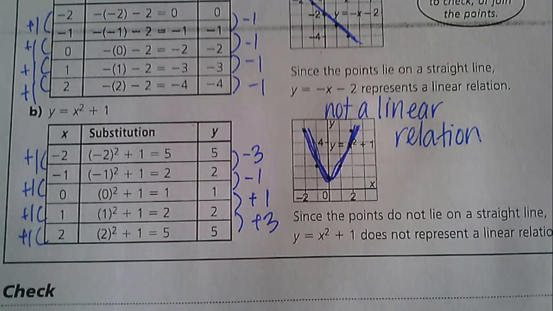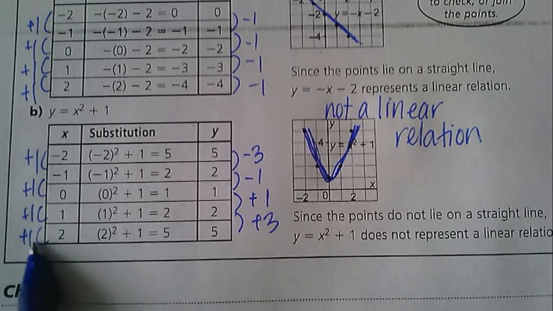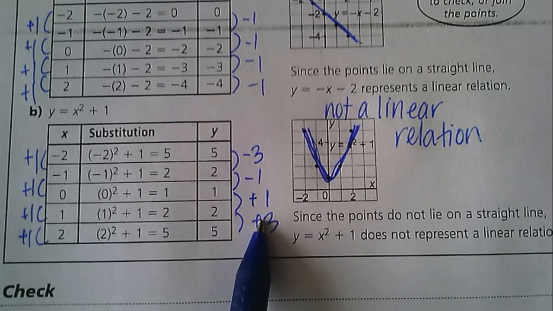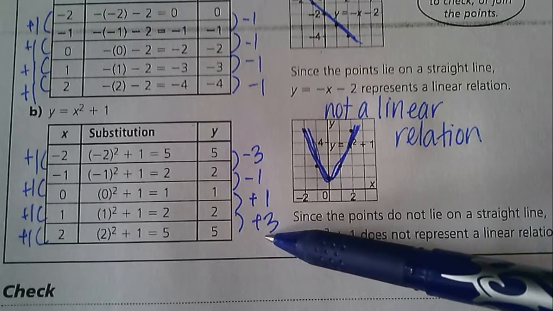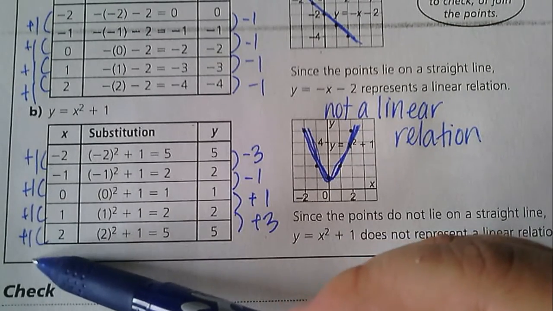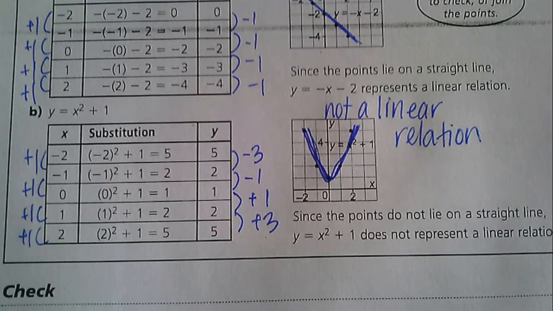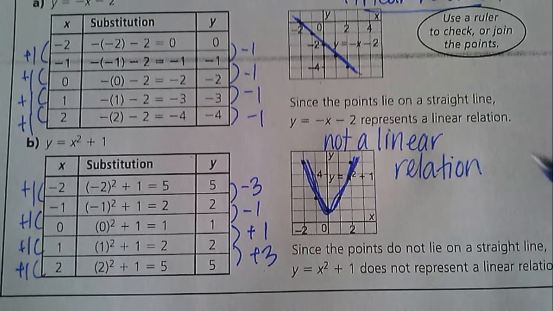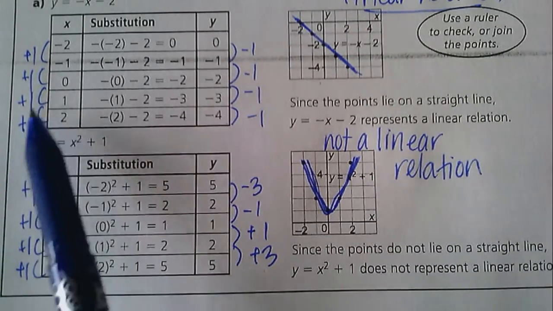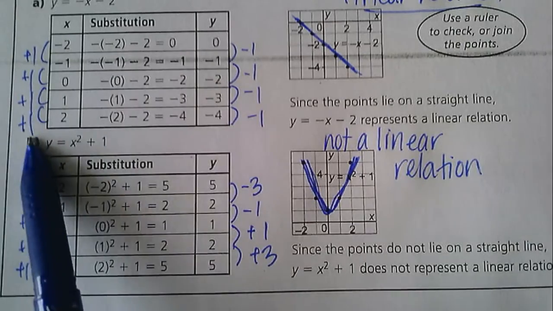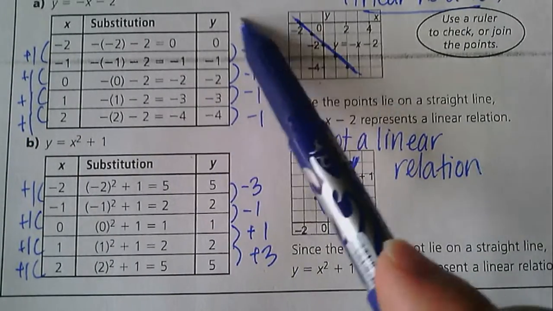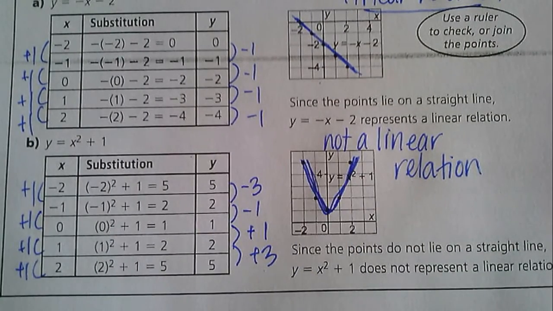Okay, so again, you can tell in two ways. You can tell by the table of values if they are not the same on both sides. So if this is not the same, or if this is not the same, or if our graph is not a straight line, that's how we can tell that something is not a linear relation. However, if the graph is a straight line and all of the x values are increasing by the same amount, all of the y values are increasing by the same amount, then we do know it is a linear relation.